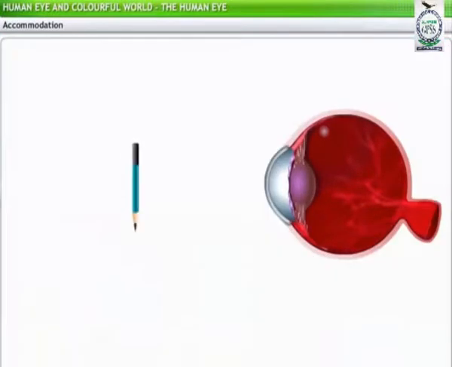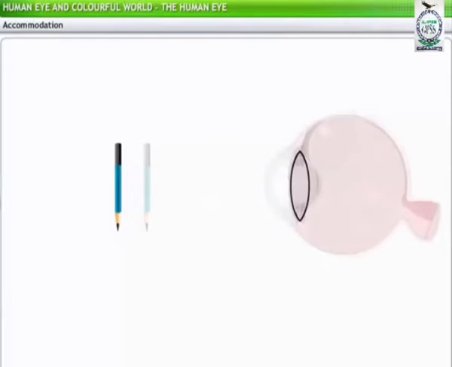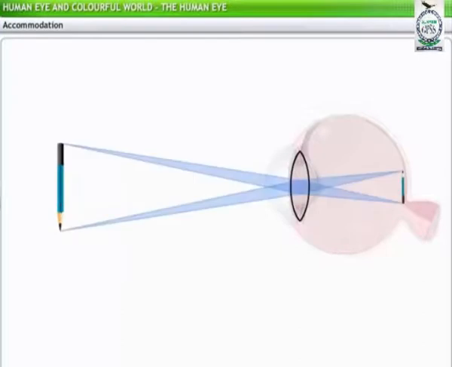For an object to be seen clearly, the image must be formed on the retina. The distance between the lens and the retina is fixed. So, how do you think the eye is able to focus on objects at different distances? Remember the relation between the object distance u, image distance v, and focal length f of a lens?